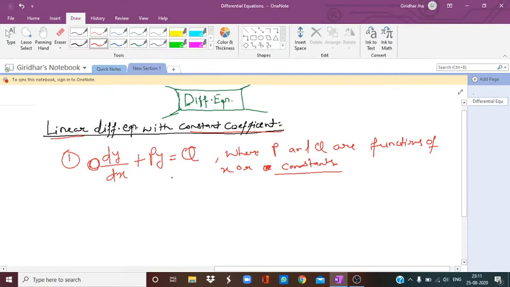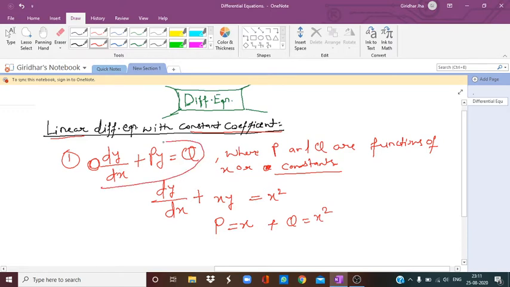Let's say I write one problem, look at this. Dy by dx is equal to xy. In fact, you write here plus: dy by dx plus xy equals x squared. So look at this here. Here p is going to be x and q is x squared, correct? Then only we can compare this dy by dx plus py equals q to this equation.